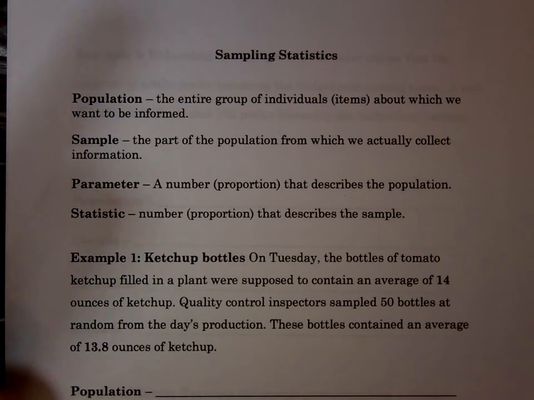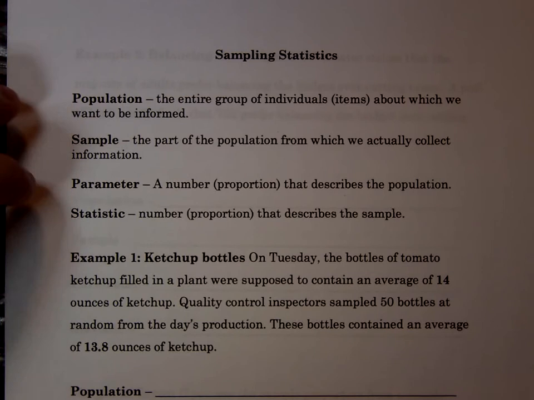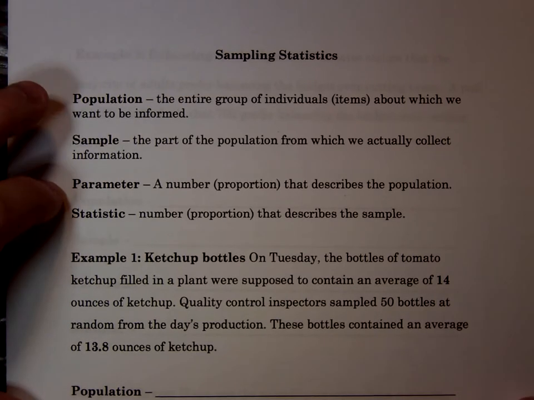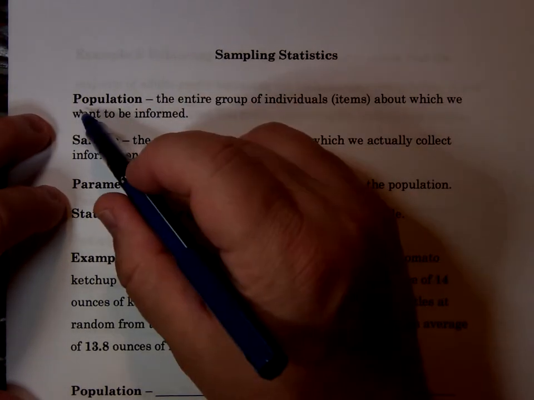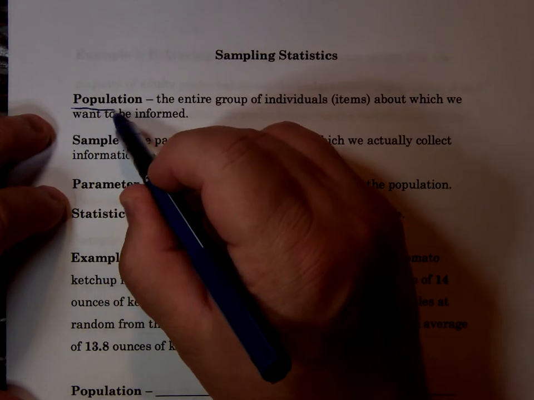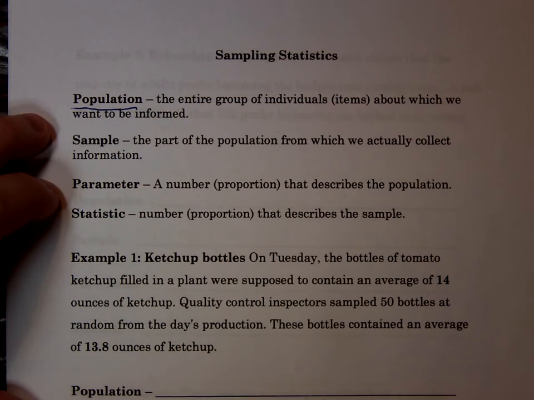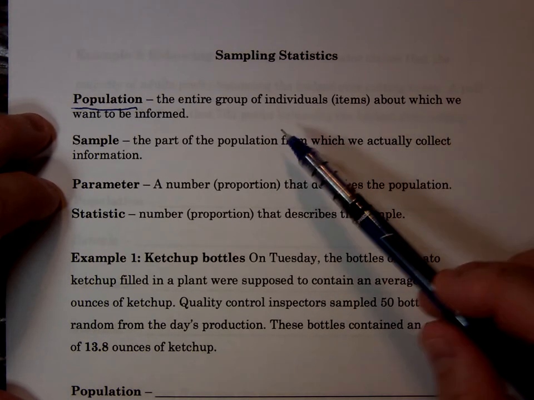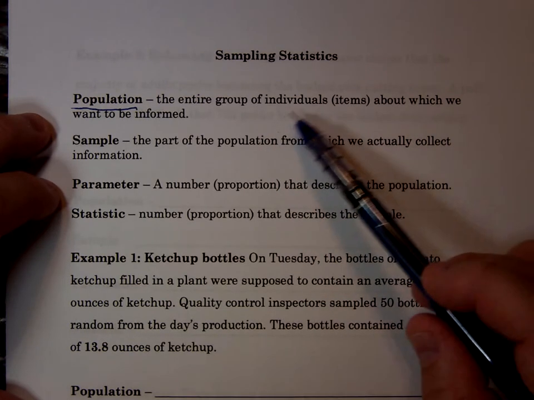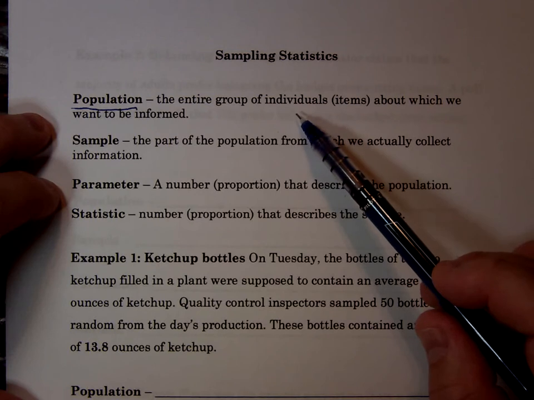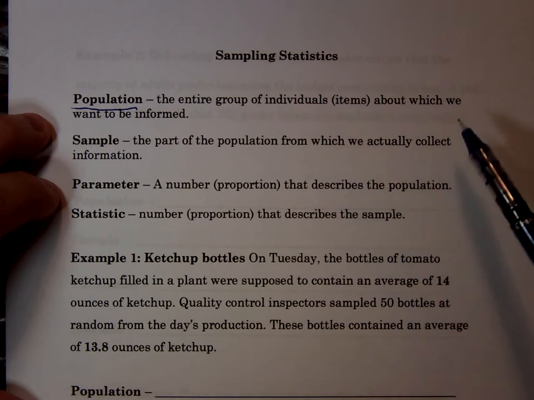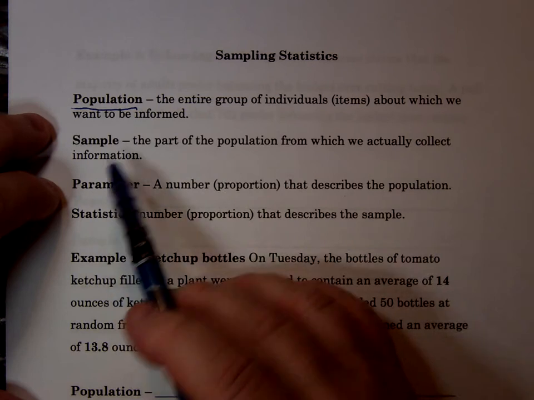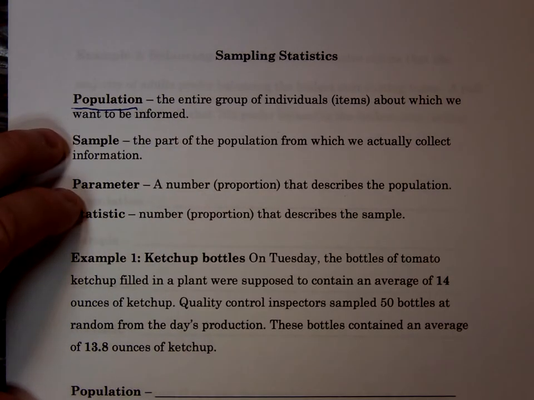But first, there are four key terms that I want you to know for the first part of what we're doing. And first one is the population. When we're talking about sampling, the population is just the entire group of individuals or items. Individuals don't always have to be people in statistics, but it's the group of individuals of which we want to be informed.